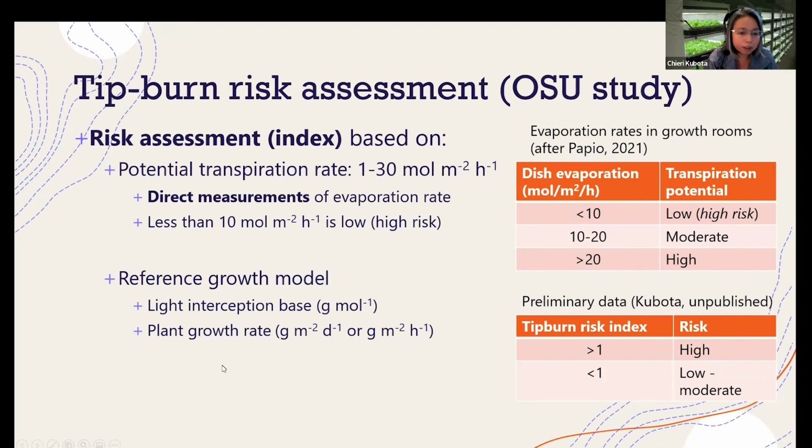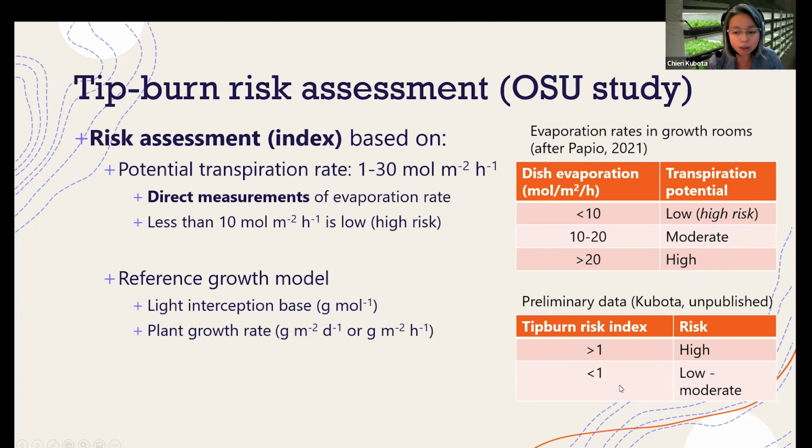On the growth side, we use a sort of reference growth model, thanks to my colleagues in the OptimIA group who provided data, as well as my graduate student. We now have a very simple model based on the light interception, how much light plants are receiving, and what condition of temperature and CO2. From that, we can compute, without measuring actually, the theoretical growth rate. And then together, we should be able to come up with a tip burn index.